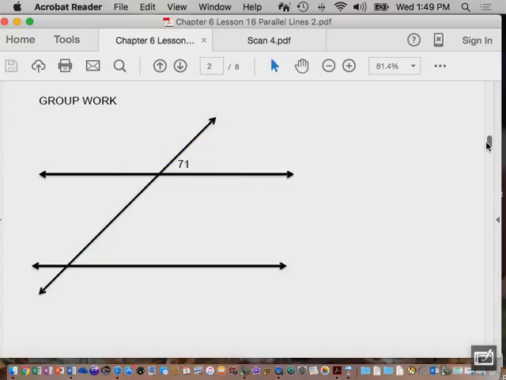Okay. What's this guy? 109. Drag and drop. 109. Nice. Any questions about that? Okay. Now we kick it to the next level.